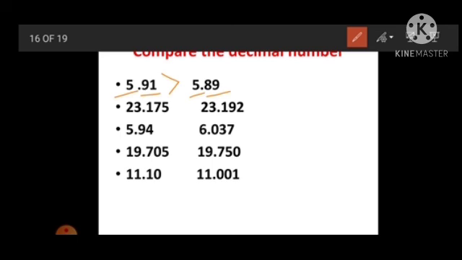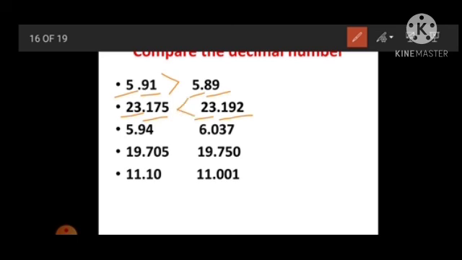23.175, 23.192, both the numbers are like decimals. Then we compare the whole numbers, 23, 23 same. Then after the decimal point 175, 192, which is bigger? 192. So 23.175 is less than 23.192.